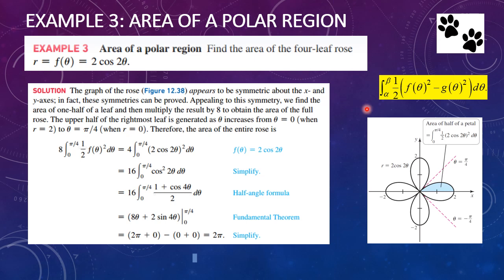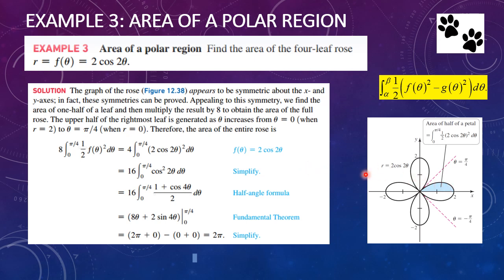Here we see the diagram of the graph of 2 cosine 2 theta. Notice the graph of the rose appears to be symmetric around the x and y axis. In fact, these symmetries can be proved. Appealing to the symmetry, we find the area of 1/2 of a leaf. Now, why did we do 1/2 of a leaf? Well, we're looking for all regions that are above the x-axis, or positive. If we can find the region above the x-axis and multiply that by 8, then we will have the total region bounded by this curve.